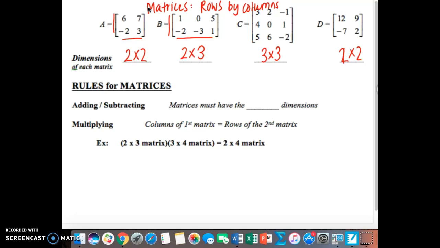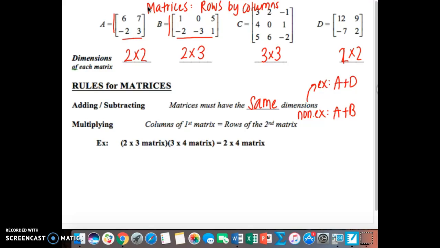So the rules for matrices. For adding and subtracting, matrices must have the same exact dimensions. So an example would be adding A plus D. Since A and D are both 2 by 2 matrices, we are able to add them. A non-example would be adding A plus B. Since they do not have the same dimensions, we are not able to add them.